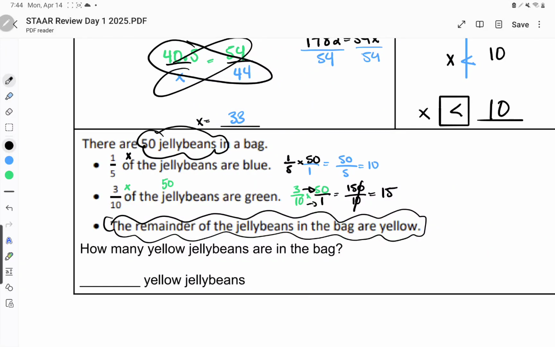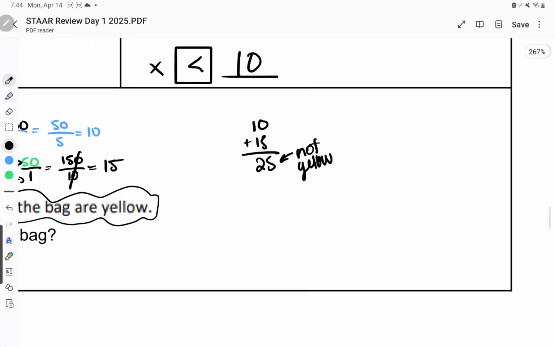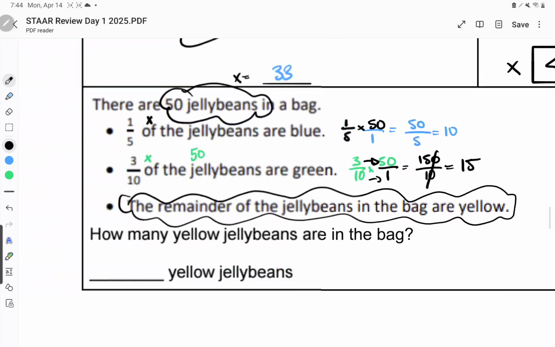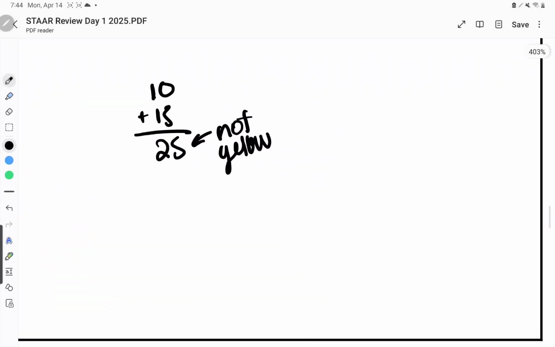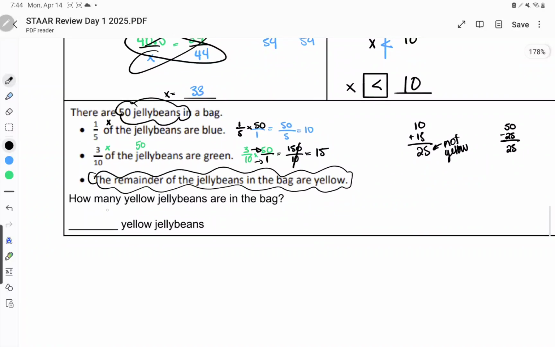How do I figure out how many are yellow? Well, first, I need to combine my 10 plus 15 to figure out how many are not yellow. So that gives me 25 are not yellow because 10 are blue and 15 are green. So if I know how many are not yellow now, and I know the total, how do I figure out how many are yellow? I would subtract my total from how many are not yellow to figure out that there are 25 yellow jelly beans.